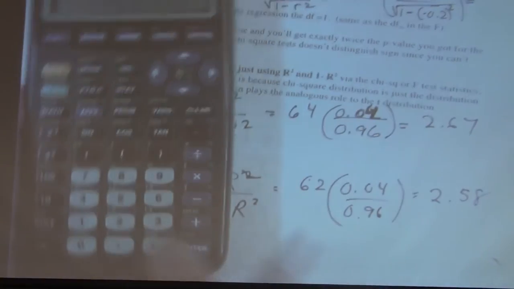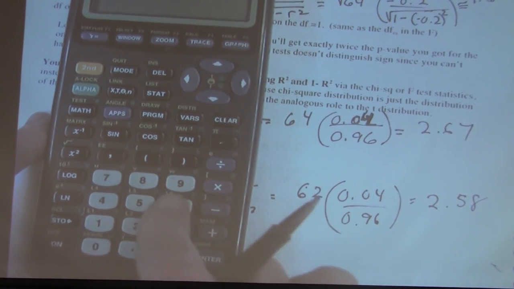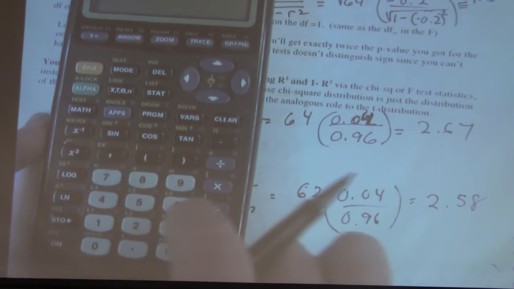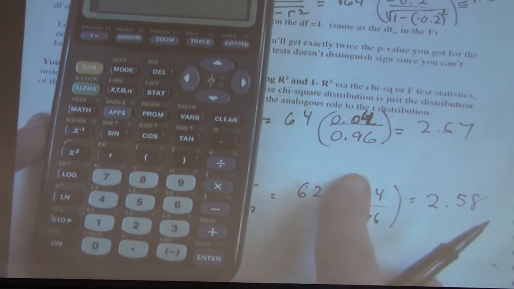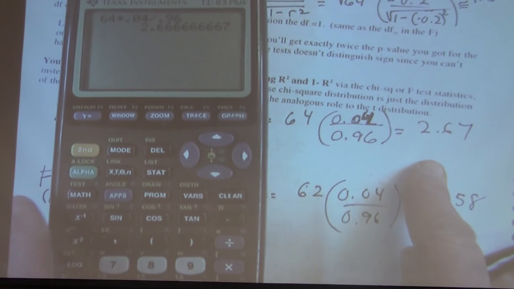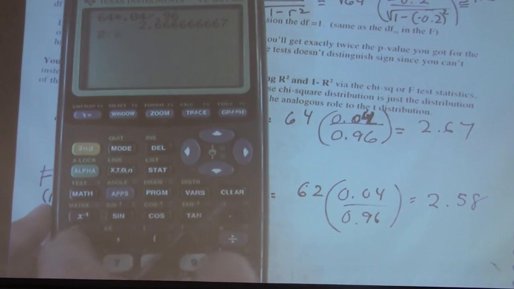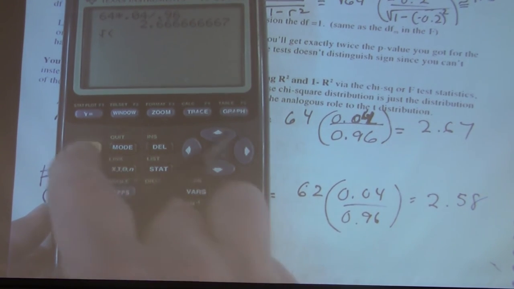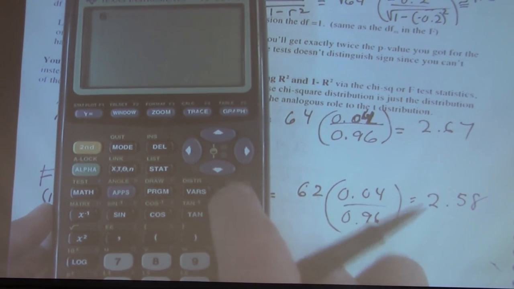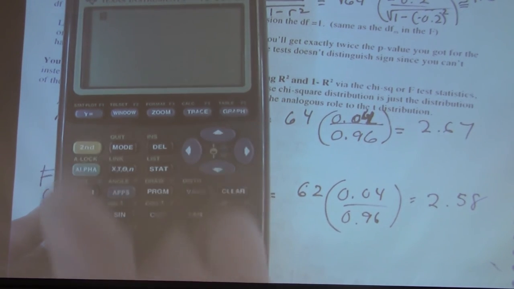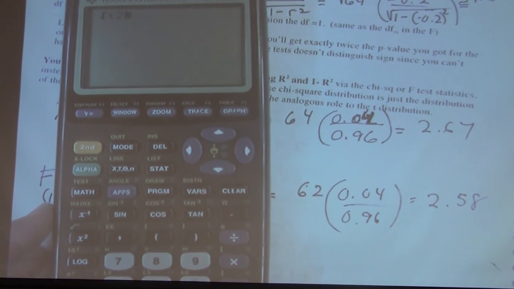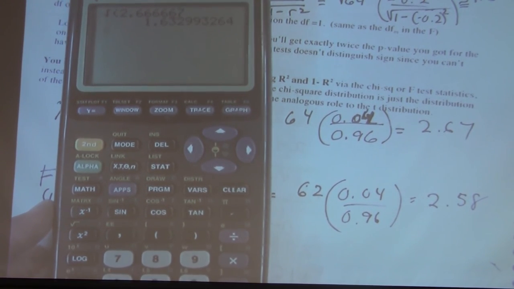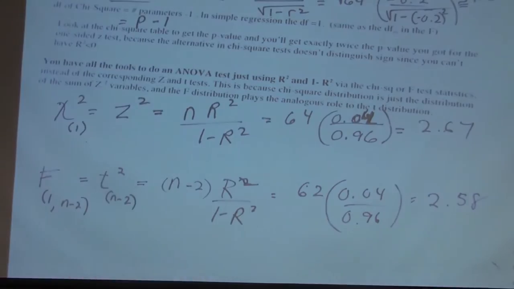We can do it. I just want to let you out early, but it's 64 times 0.04 divided by 0.96. That's all I'm doing, and that's what I got. And then I take the square root of that, and I'll get my z. Whoa, I did it correctly. So it's the square root of 2.666667, and we get 1.63. All right, that's good enough.